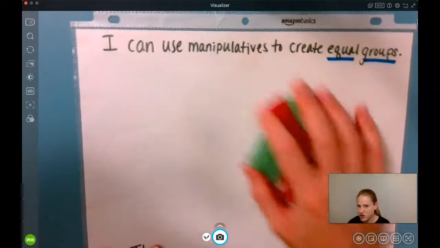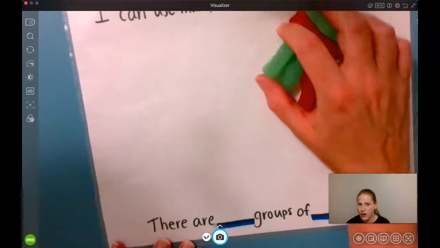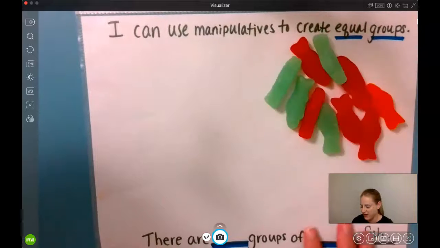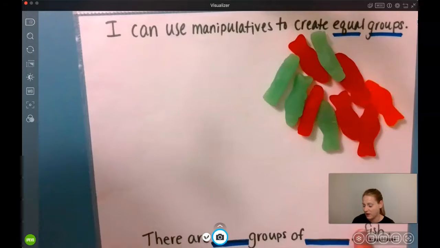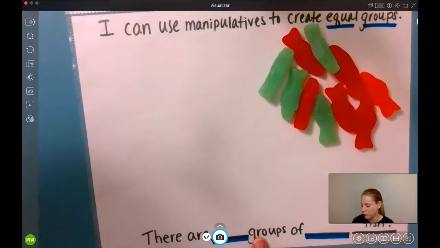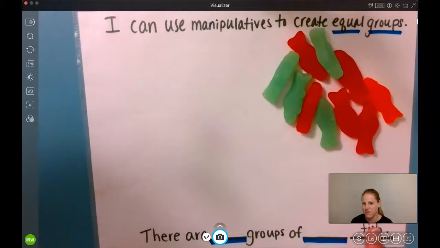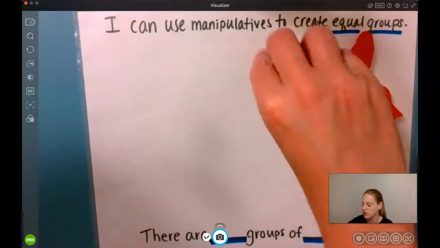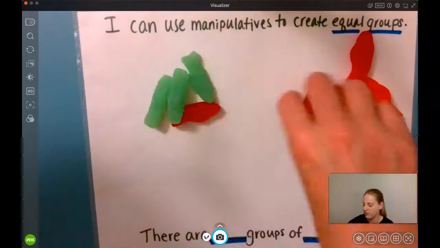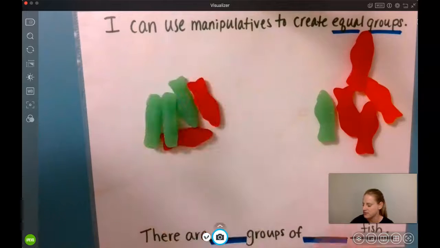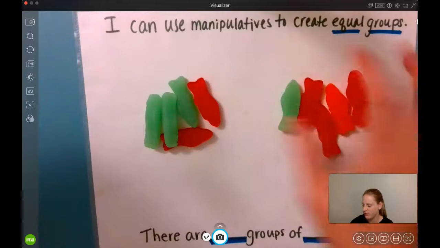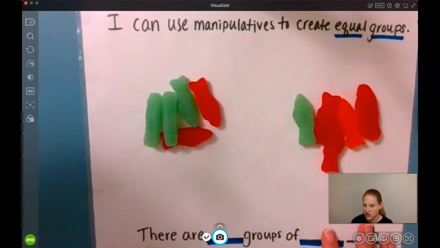Okay, give me a thumb up to share using the sentence frame. When you took these 10 counters and you made groups of 5, what did you have? And use this frame down here. There are blank groups of blank counters or fish, because I'll show with my fish. Go ahead. I'm going to use my fish here to do what you are telling us. Okay, so you did 1 group of 5, like this, and 1 group of 1, 2, 3, 4, 5, like this. Great job using that frame.